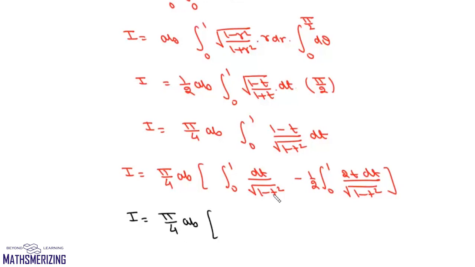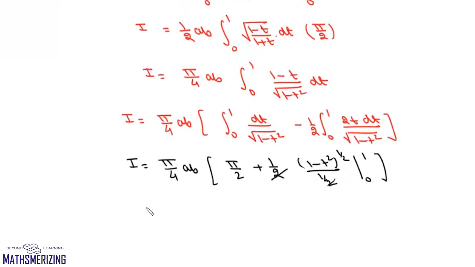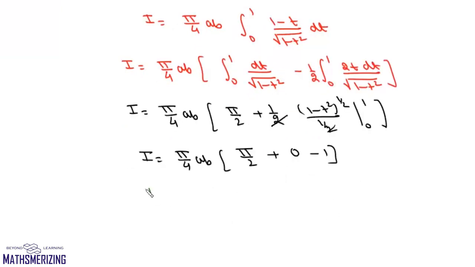Now this is pi by 4 ab, and this is sine inverse t, and sine inverse 1 is pi by 2 and sine inverse 0 is 0. So here we'll get this value as pi by 2, and for the second part we'll get this as 1 by 2 (1 minus t square) to the power 1 by 2 upon 1 by 2 from 0 to 1. Now this 1 by 2 and 1 by 2 will cancel. So we'll get this as pi by 4 ab into pi by 2, and then plus, if we put t as 1, it'll be 0, and if we put t as 0, it'll be simply 1. So value of this integral will be pi by 4 ab into (pi by 2 minus 1), and that is the answer to this question.